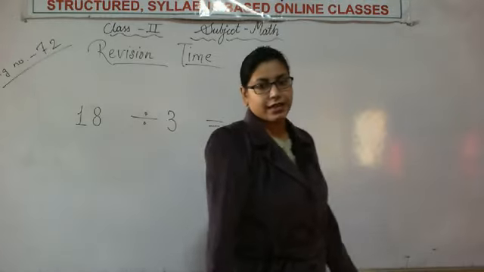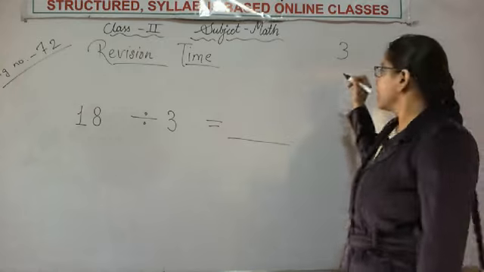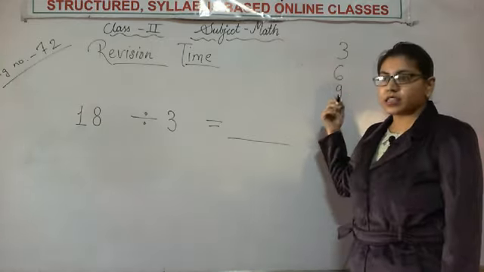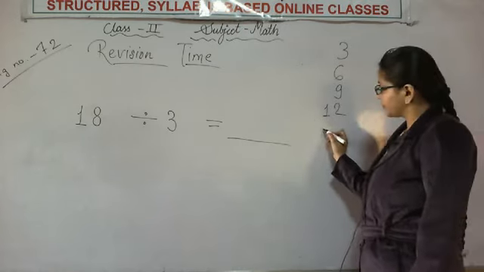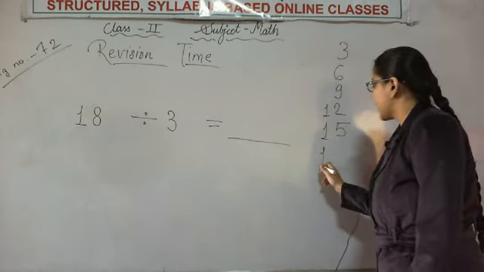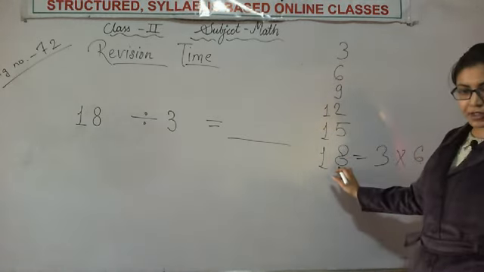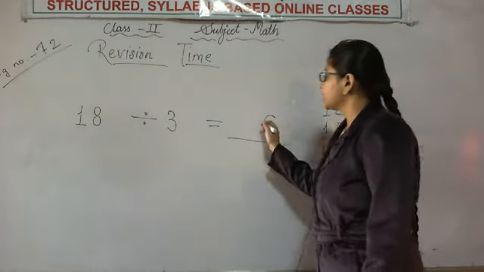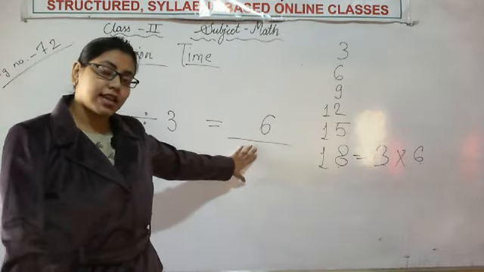For this we need table of 3. So let's see the table of 3. 3 ones are 3, 3 twos are 6, 3 threes are 9, 3 fours are 12, 3 fives are 15, 3 sixes are 18. We got 3 sixes are 18. 3 into 6 is equals to 18 and 18 divided by 3 is equals to 6. This is the relation between division and multiplication. So 6 is our answer.